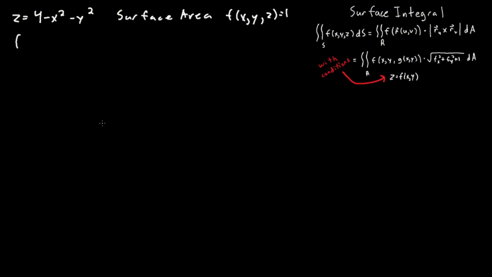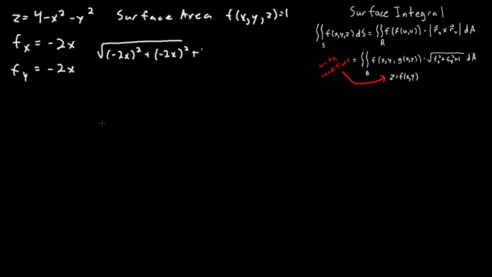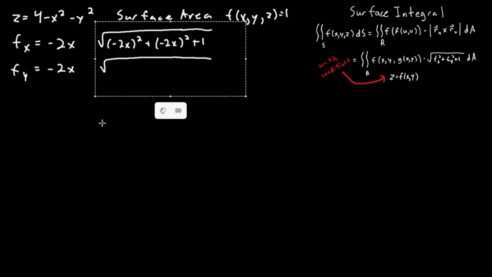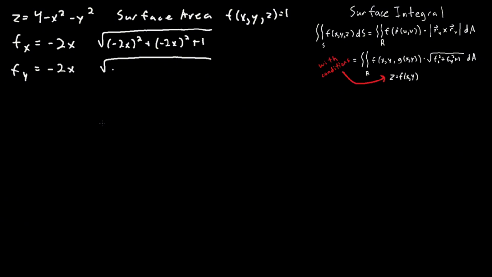Let's find the square root part for this function right here. The x partial is equal to negative 2x, and your y partial is equal to negative 2x as well. We have to take the square root of these values squared. So squaring this, you get (negative 2x) squared plus (negative 2x) squared plus 1. If you simplify all this further, you get the square root of 4x squared plus 4x squared plus 1. So this guy right here is this part. We have 1 for this, and we also have this part marked off here.